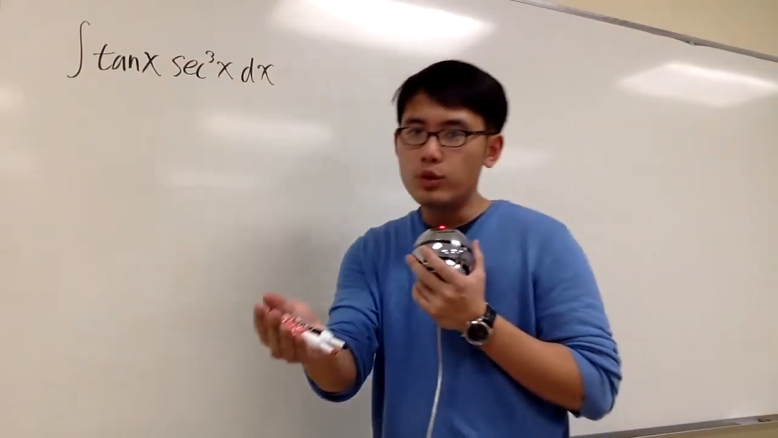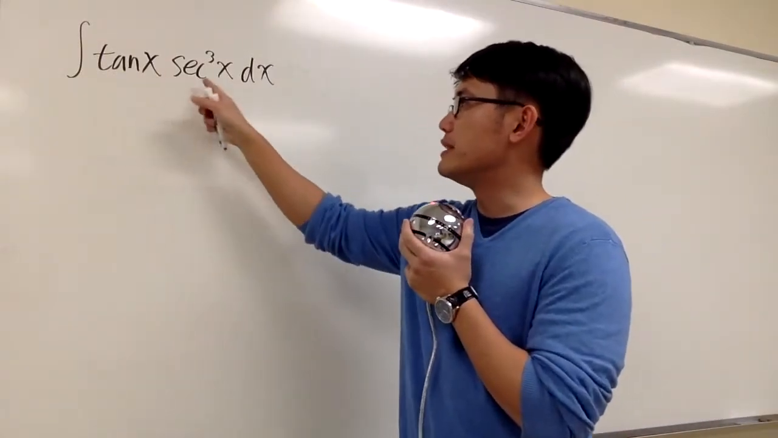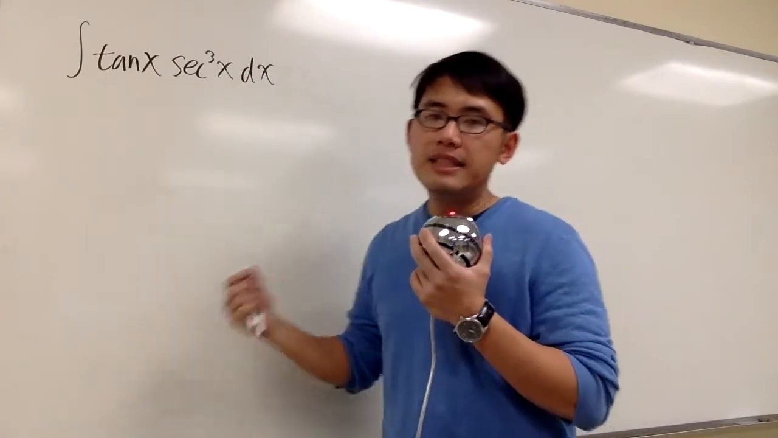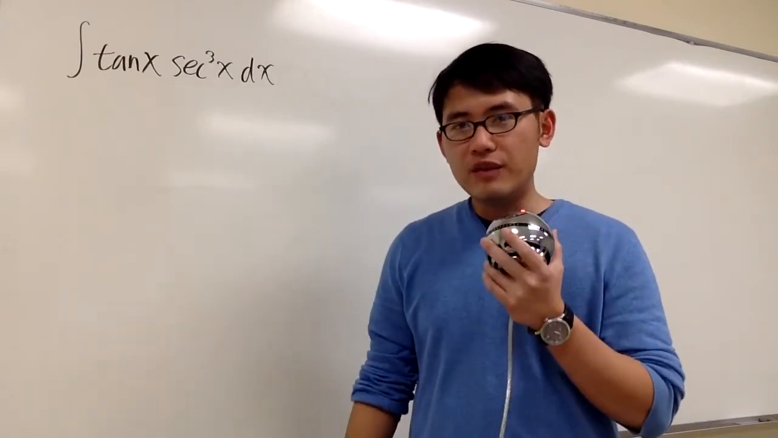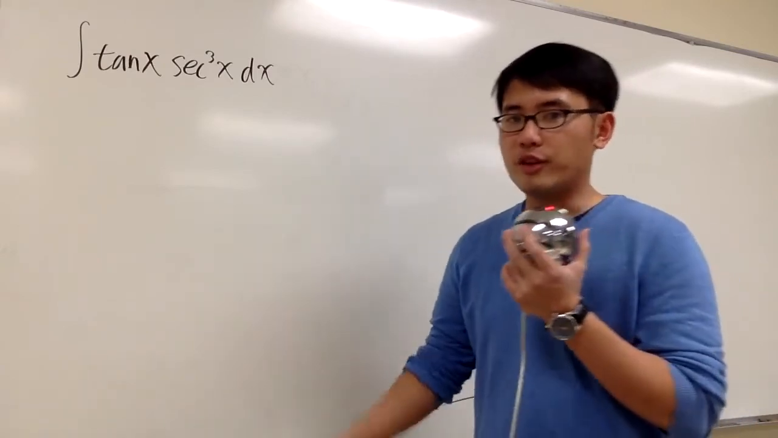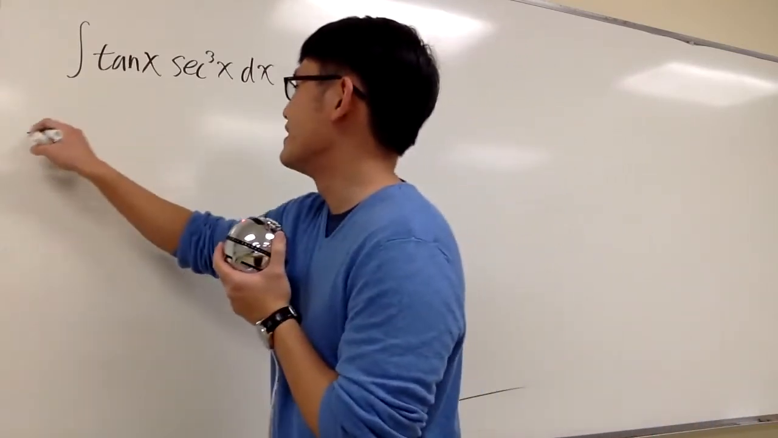Let me show you another way to work out the integral of tangent x times secant to the third power x. And this way is that we're not going to be dealing with secant and tangent. Let's change everything in terms of sine and cosine and hope for the best. And you will be the best.